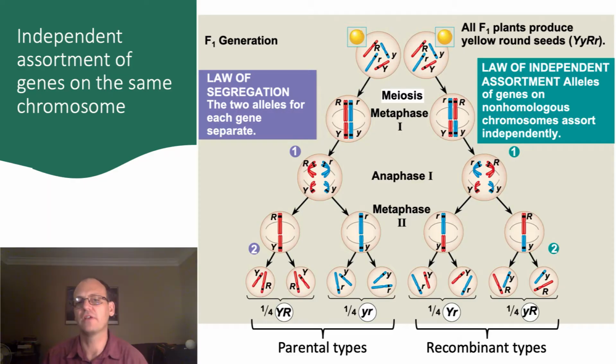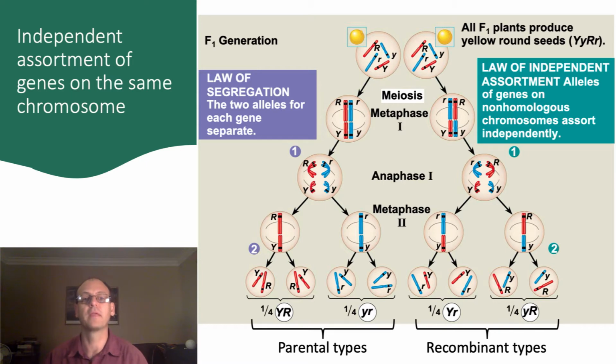In previous presentations, we've seen in detail how genes on separate chromosomes assort independently of one another. That is, the two genes do not influence each other in terms of which allele ends up in which gamete. As a result of this, all four of these possible combinations of alleles are equally likely.